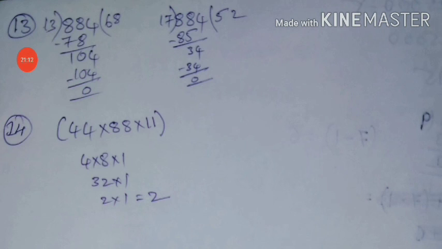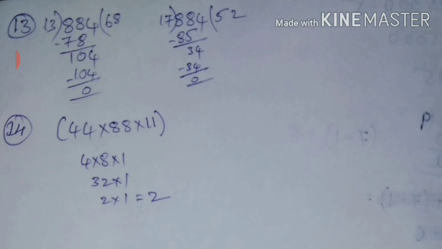Next, the number between 800 and 900 divisible completely by 13 and 17 is. Take the numbers and do the division manually. So here 884, 13 6s are 78, 13 8s are 104. So yes, this is the number which is divisible by 13. Then check for 17 also, 17 5s are 85, 17 2s are 34. So 884 is the number which is divisible by 13 and 17 completely.